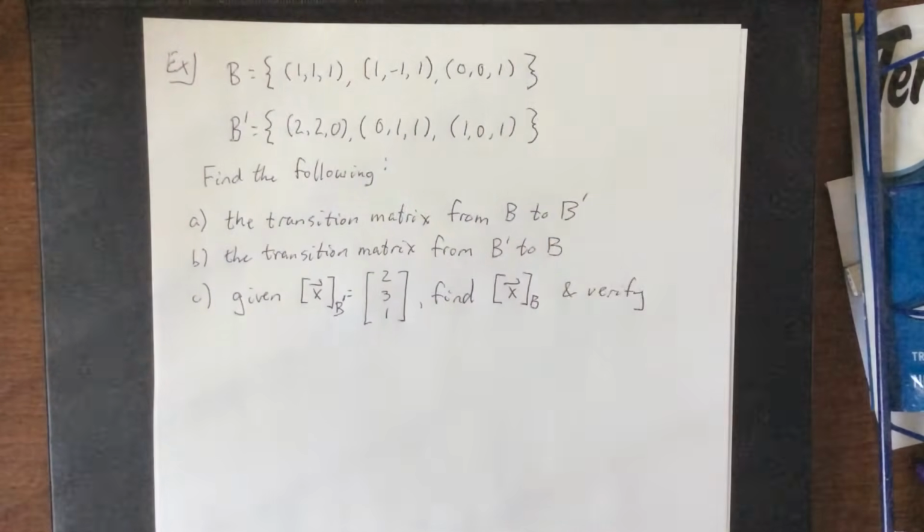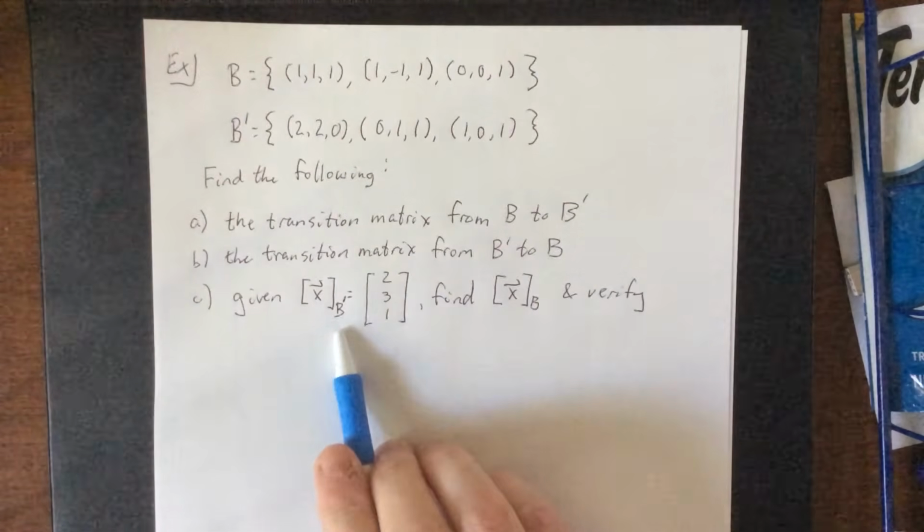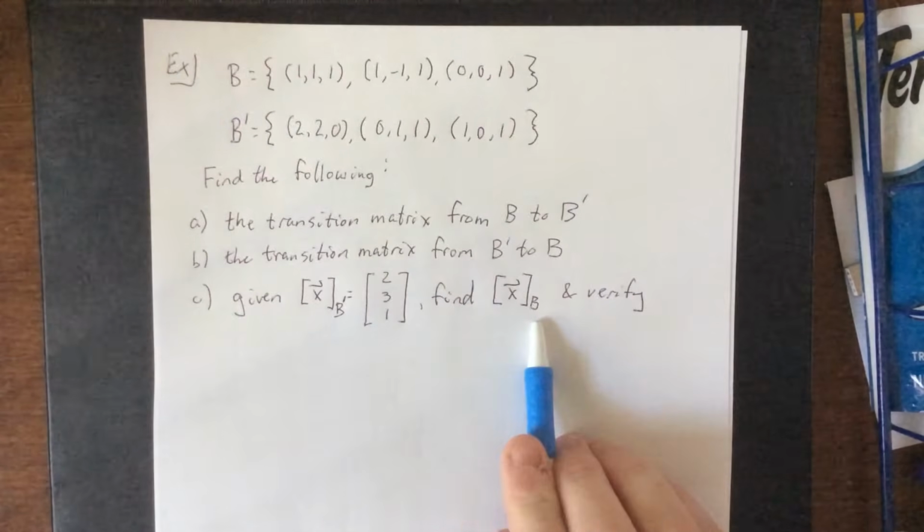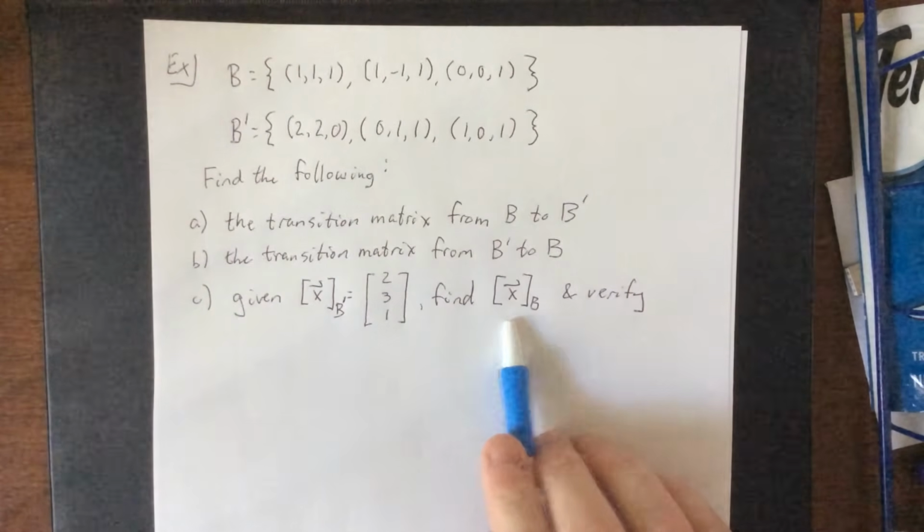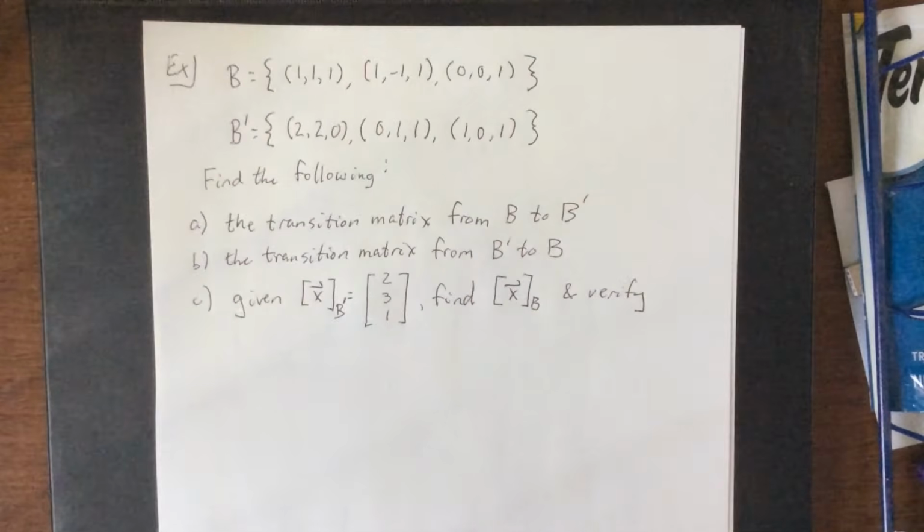We're going to find the following. The transition matrix that'll take us from B to B prime, the transition matrix that'll take us from B prime to B, and then given a coordinate matrix relative to the basis B prime, we're going to find the corresponding coordinate matrix relative to the basis B.